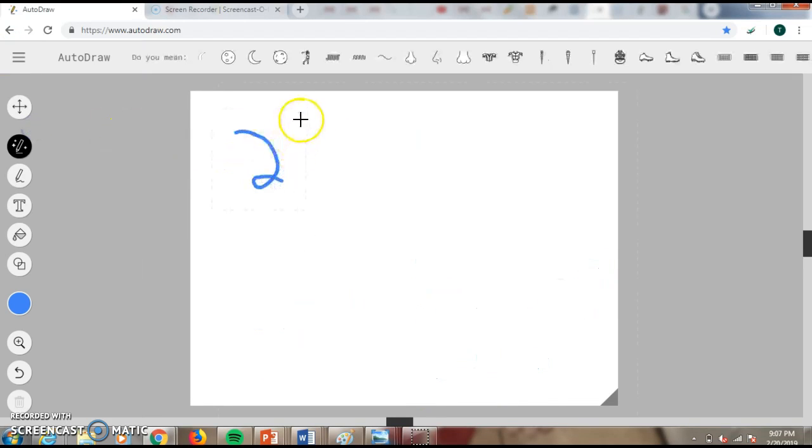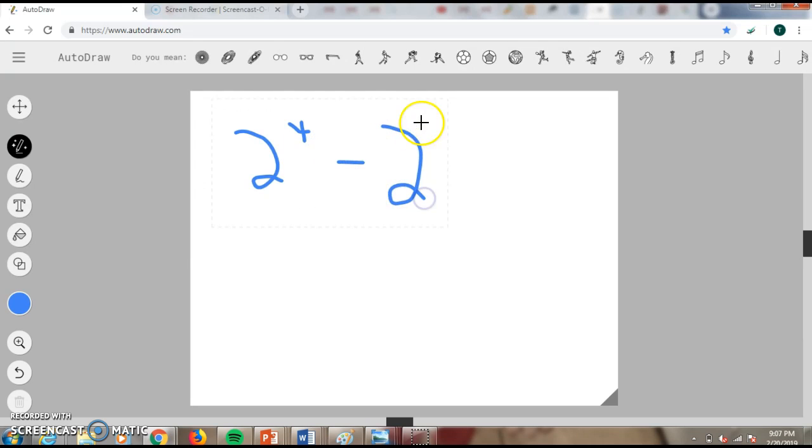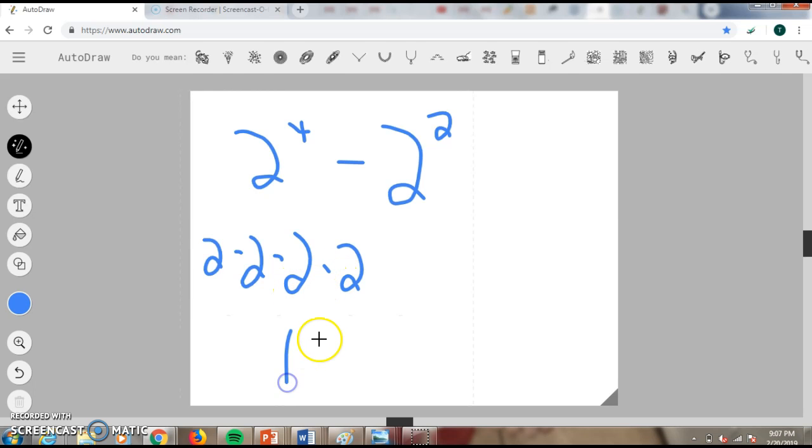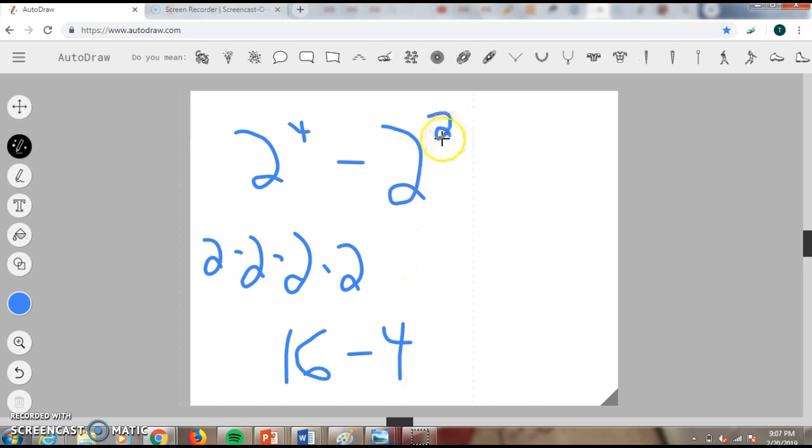Next one is 2 to the power of 4 minus 2 squared, or 2 to the power of 2. So remember, 2 to the power of 4 would be 2 multiplied by itself 4 times: 2 times 2 times 2 times 2. So 2 times 2 is 4. 4 times 2 is 8. 8 times 2 is 16. And then 2 squared, you should be able to tell, is of course 4. Because 2 squared is 2 times 2, which is 4.